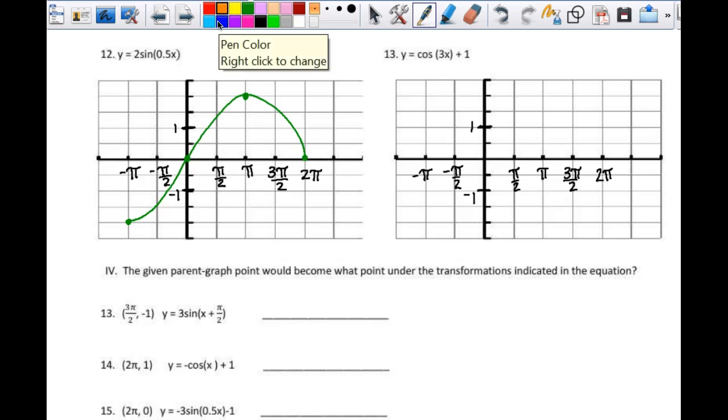Okay, so for my parent function of cosine, I am at 0, 1. My x value is going to be divided by 3, so 0 divided by 3 is 0. And then my y value gets shifted up 1, so instead of 1, I'm up here at 2. All right, so pi halves for cosine, that would be here at 0, so it would be pi halves, 0. My x value gets divided by 3, so pi halves divided by 3 is pi sixths. And if you think in terms of degrees, this is 90, and so that would give me 30.